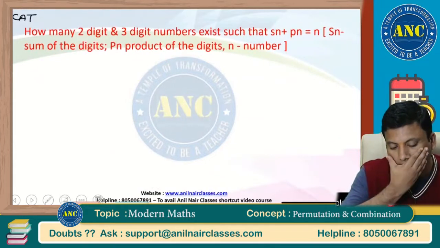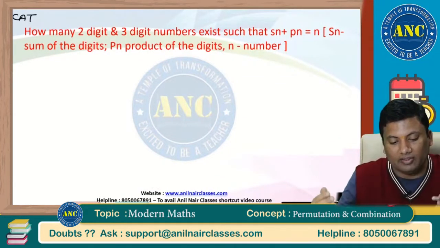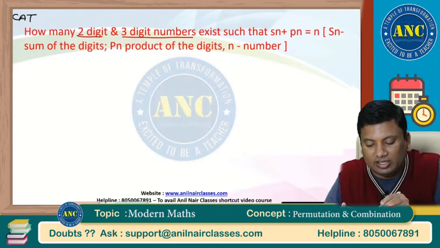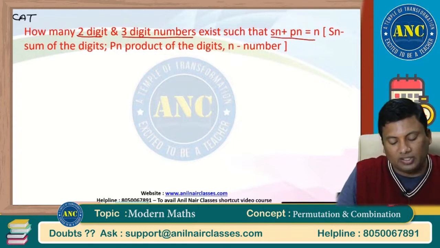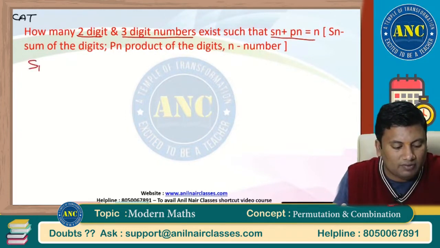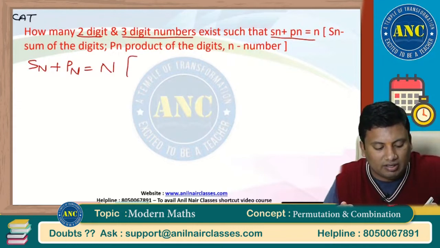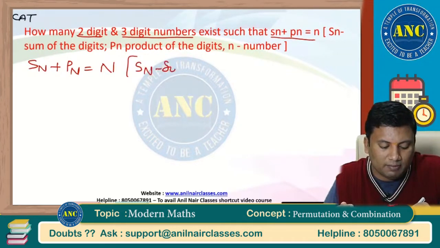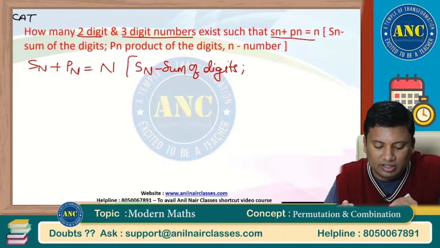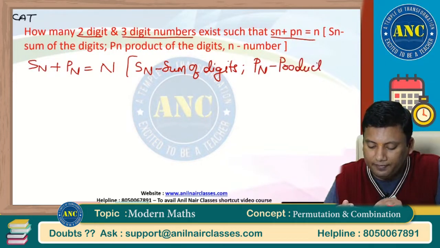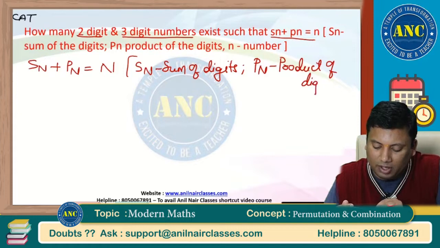Next one. How many 2-digit and 3-digit numbers exist such that Sn plus Pn is n? Sum of the digits plus product of the digits is the number itself. Sn is nothing but the sum of the digits, and Pn is nothing but the product of the digits.